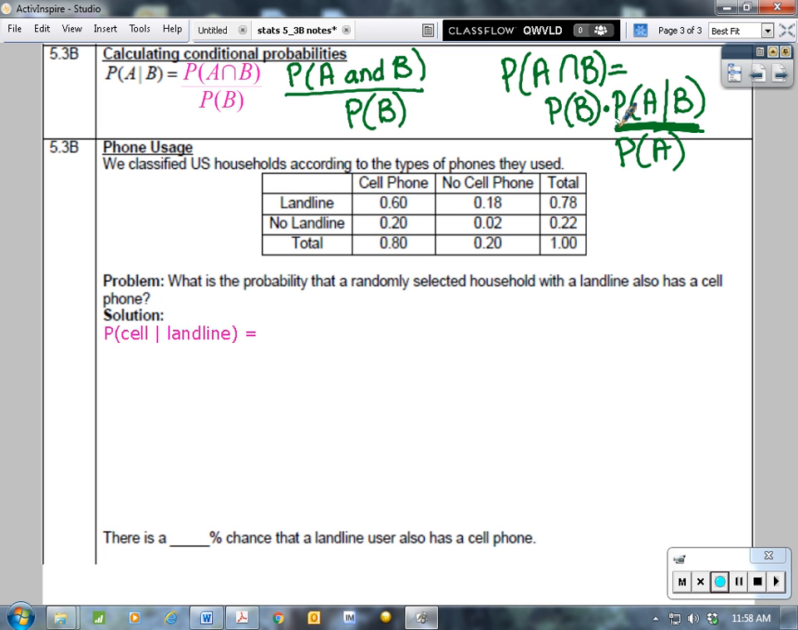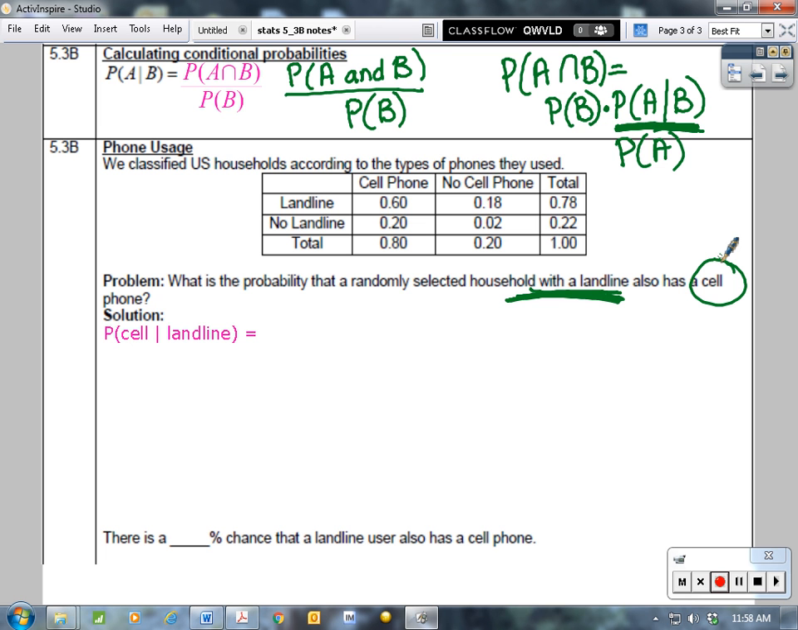So our last question in our notes, we classified U.S. households according to the type of phones they used: cell phone or no cell phone, landline, no landline. What is the probability that a selected household with a landline also has a cell phone? So the probability that a randomly selected household with a landline, so we're given that they have a landline, what's the probability that they have a cell phone? So this is a probability cell phone given landline.